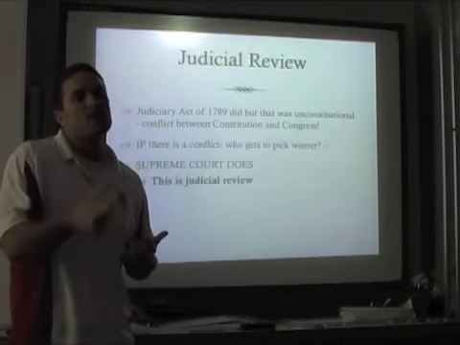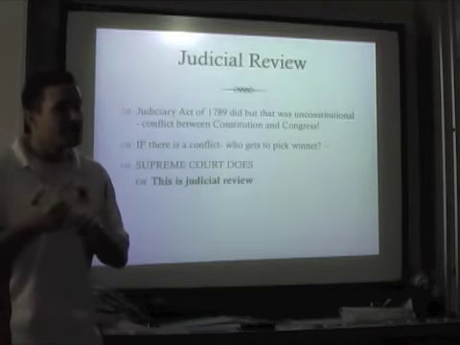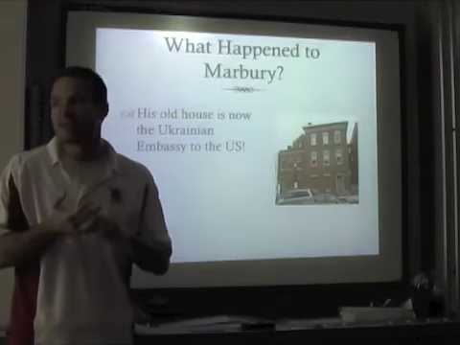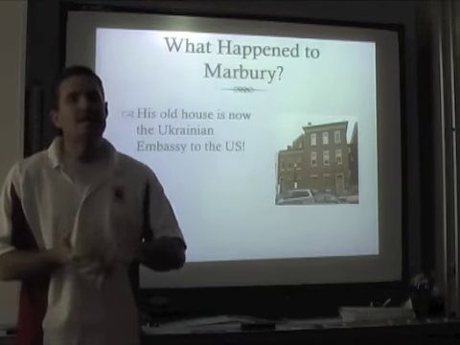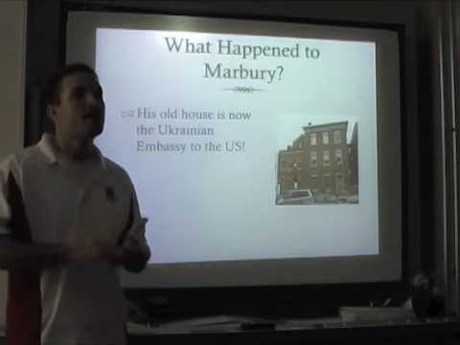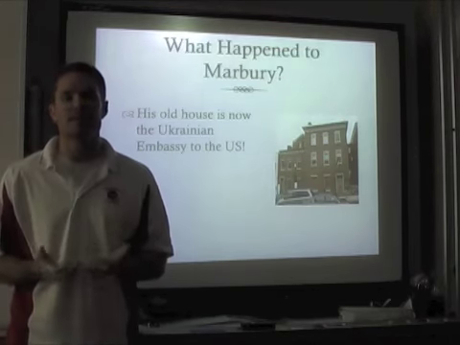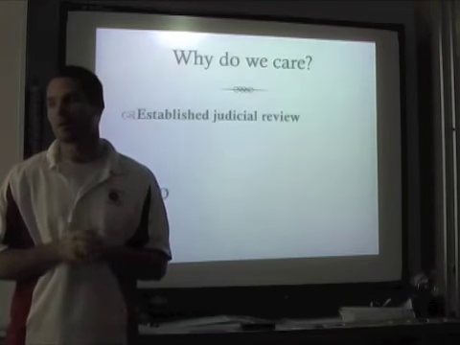Congress is getting more power than what the Constitution says it should have. If there's a conflict, the Chief Justice of the Supreme Court decides, and the Supreme Court chooses a winner, of course. What happens to William Marbury? He never reapplies, he never repetitions for a writ of mandamus in the lower court, but his house later becomes the U.S. Embassy for the Ukraine, which is great if you're from the Ukraine. I don't know why else you would care.